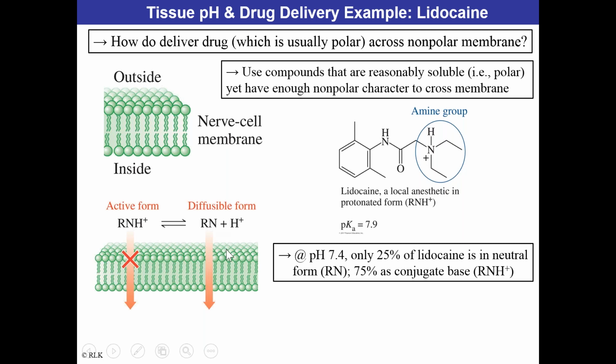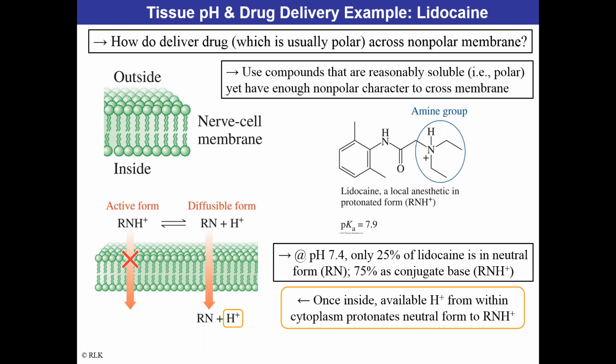That just might be enough to tease that lidocaine through from outside to inside the cell. So the H+ is then able to be recombined with that diffusible form once it's inside the cytoplasm, because H+ will exist. And it'll be able to recombine with this active form of lidocaine, RNH+, to deliver that numbing effect. So pretty neat example, I think.